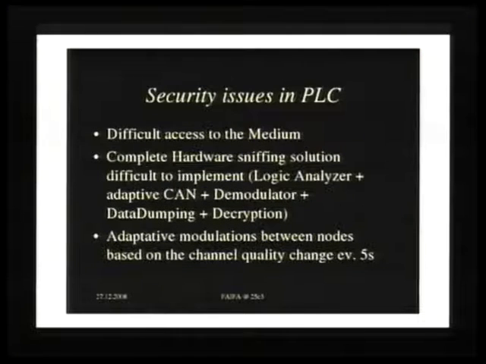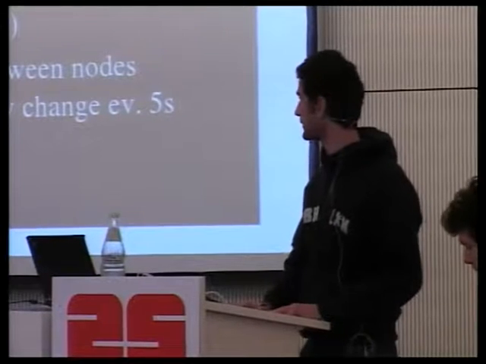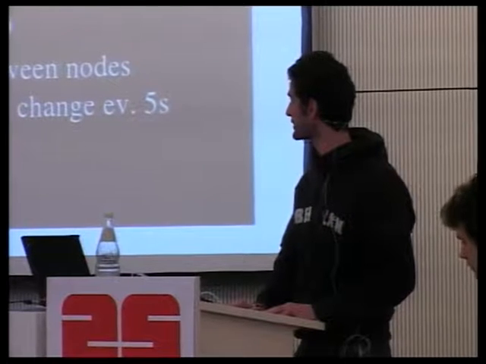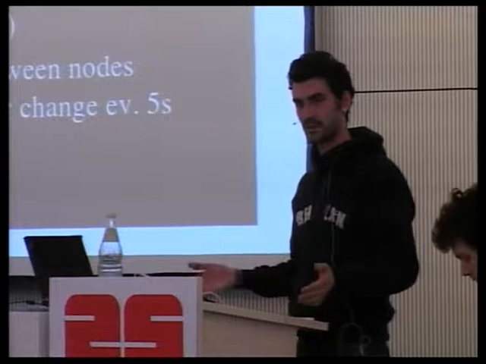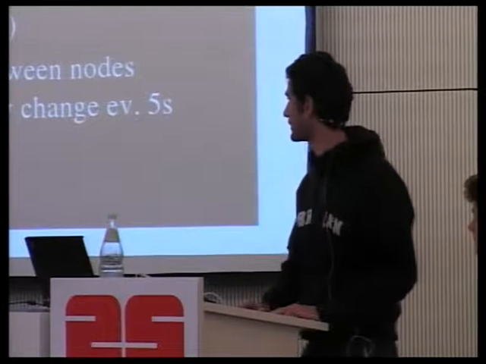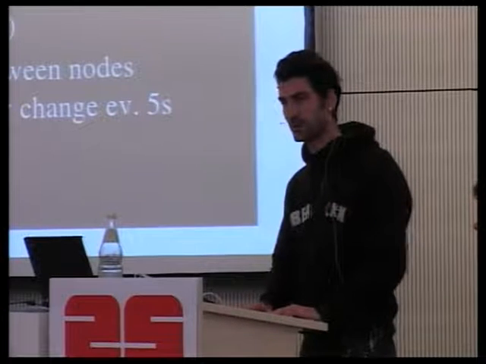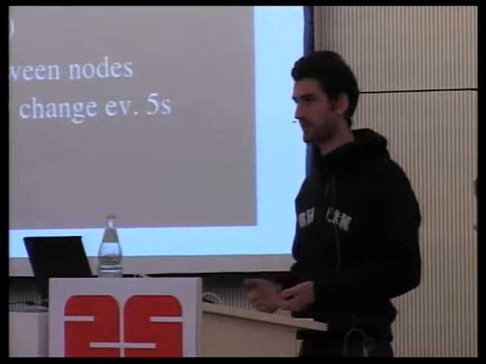So if we look at the security issues in power line communications, the first one, compared to Wi-Fi, is the difficult access to the medium. Wi-Fi is radio, so anyone is able to basically sniff the radio, either in promiscuous mode or active mode. In power line communications, if you want to sniff, you need a complete set of tools, from the logic analyzer to the analog-to-digital converter and demodulator, then you need to dump the data and decrypt it.